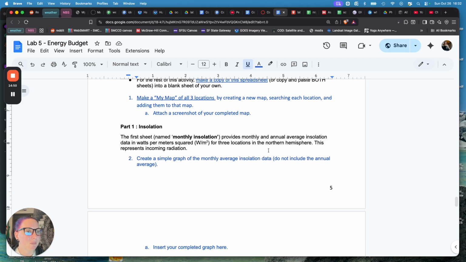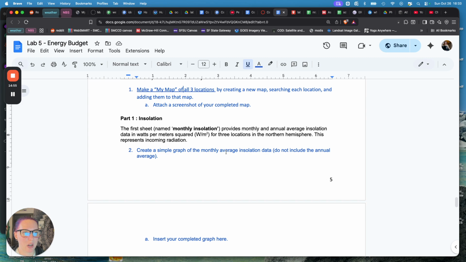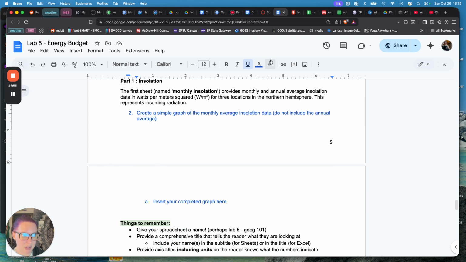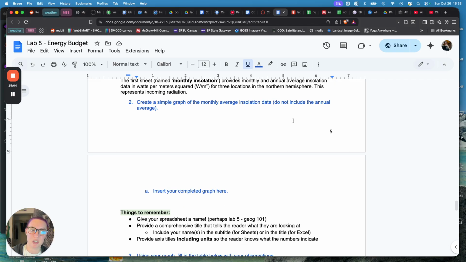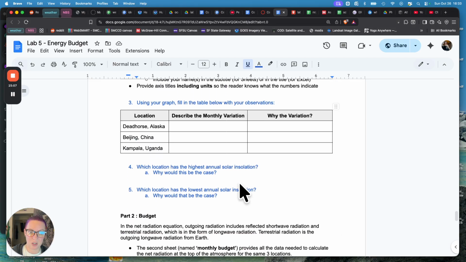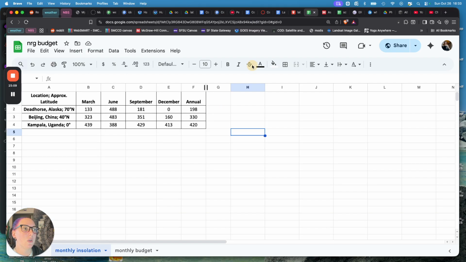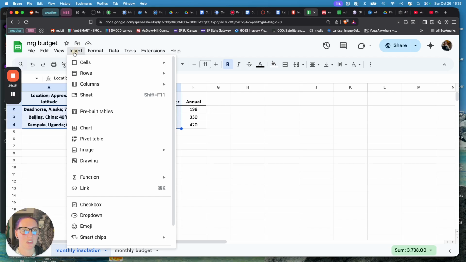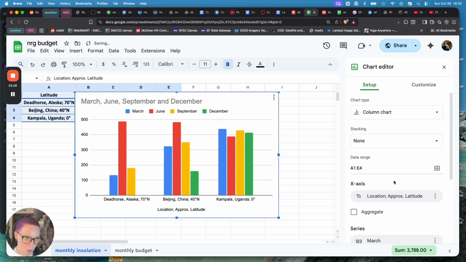And then there's 2 parts, there's 2 sheets within that spreadsheet. So you're going to create a simple graph of just the monthly average insolation data. You are not going to include the annual average, but the annual average you're going to use to help answer a couple of questions beneath. So essentially how to do that, you're just going to select these cells and let's go to insert and chart. And there's kind of two ways that this will sort of come up. However you want to do this is essentially fine, but this is one way that it will come up.